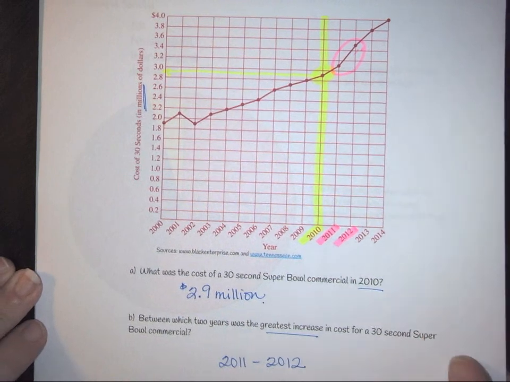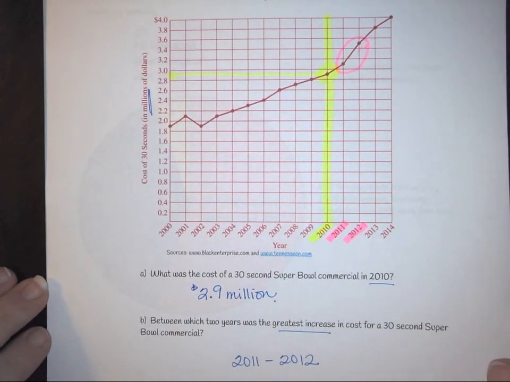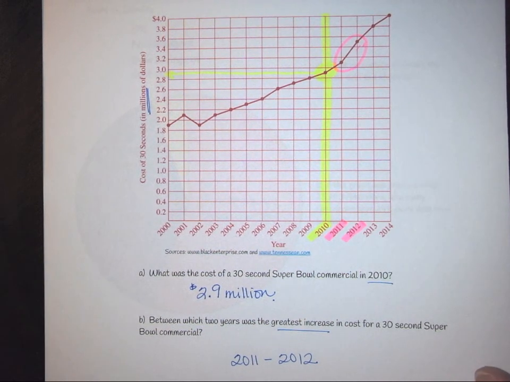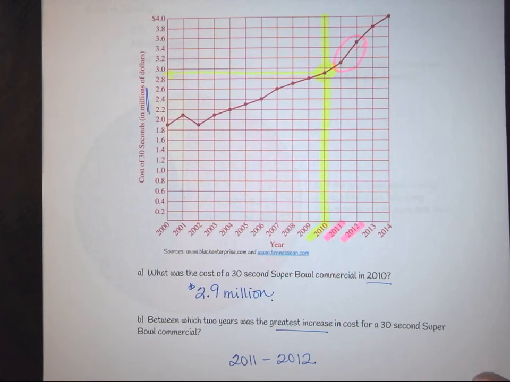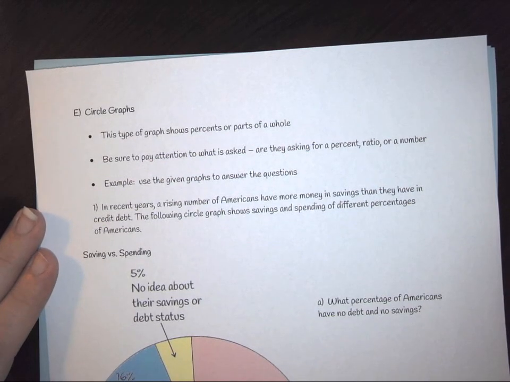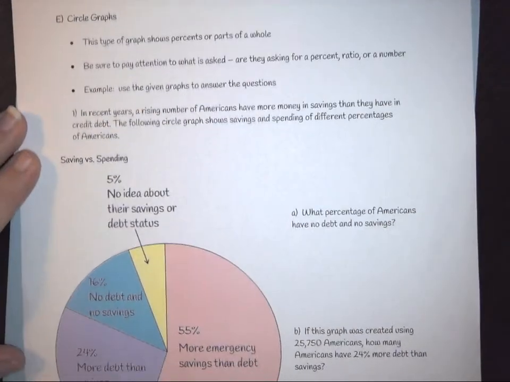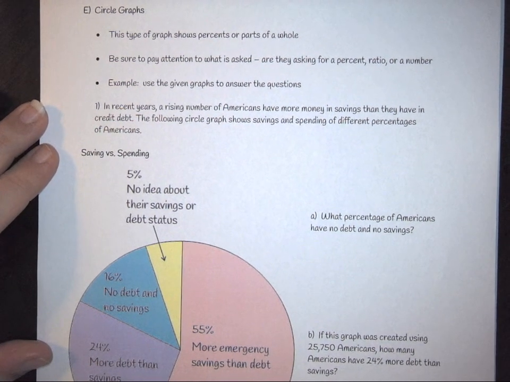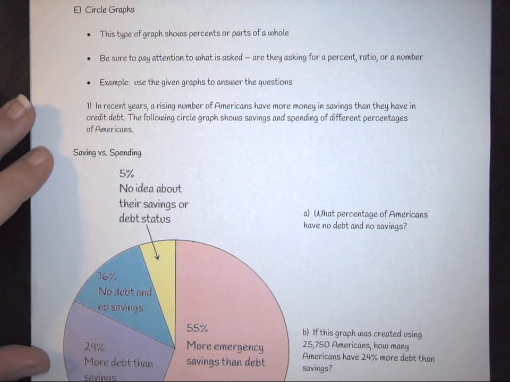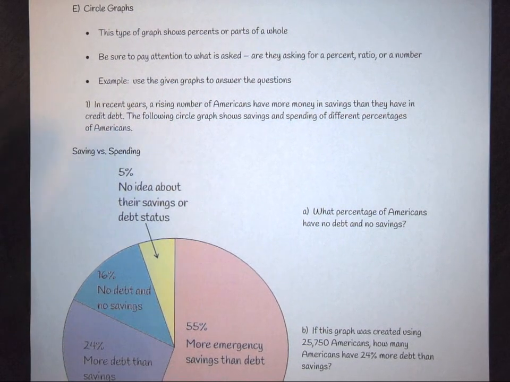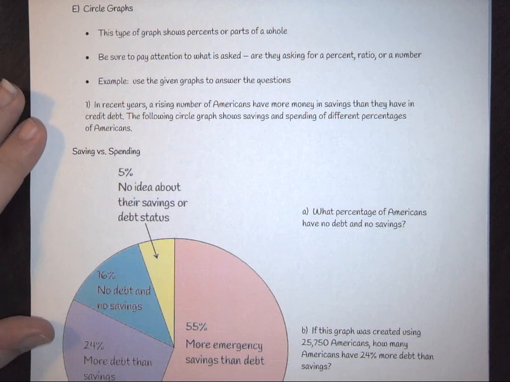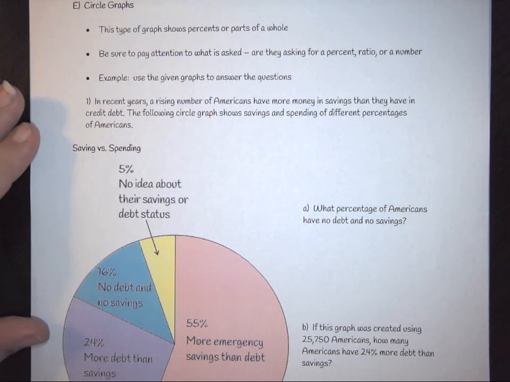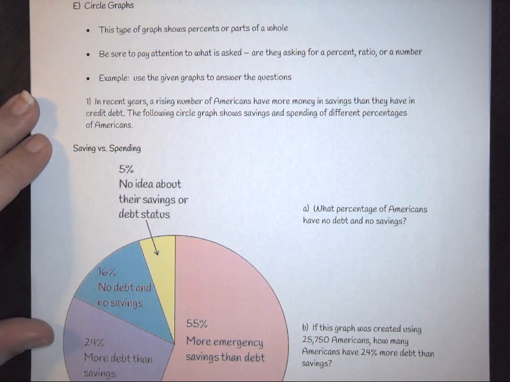Okay, and so those are just a couple examples on being able to read line graphs and pick out the information that is necessary. Alright, the very last type of graph that I wanted to look at here is a circle graph. Circle graphs usually show percents. They're also a relation or a comparison graph. You need to pay very close attention when dealing with circle graphs that you are answering the question the way they want and not the way you assume. So this one says that in recent years a rising number of Americans have more money in savings than they have in credit debt. The following circle graph shows savings and spending of different percentages.